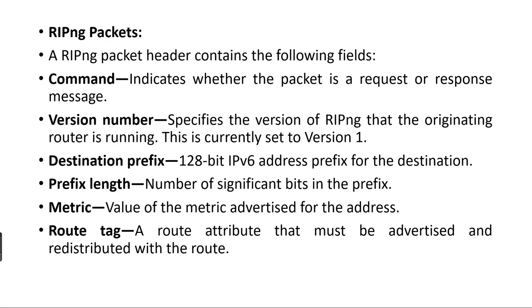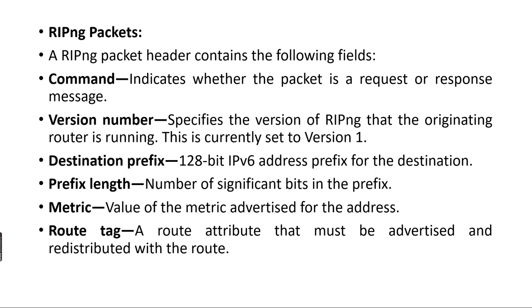The next field is destination prefix. It's a 128-bit IPv6 address prefix that refers to the destination side. And the next field is prefix length, which tells about the number of significant bits in the prefix value. The next field is metric, which includes the value of the metric advertised for the address.